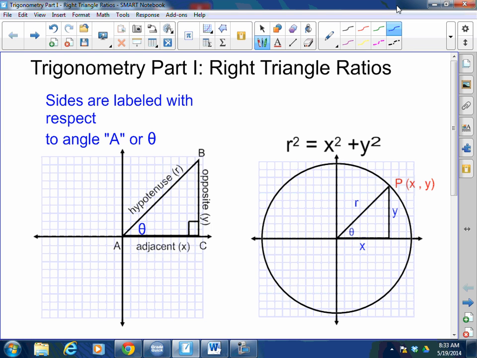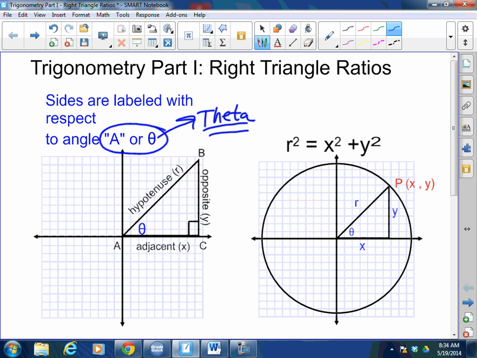First of all, since we're talking about right triangle ratios today, and trigonometry is based on right triangle geometry, let's investigate this right triangle, okay? I am labeling each of these sides. Please pay attention to this. With respect to angle A, or this little symbol here that's called theta. It's a Greek letter. There's going to be a lot of Greek letters in trigonometry. Theta, alpha, beta. Theta is very popular though, okay?